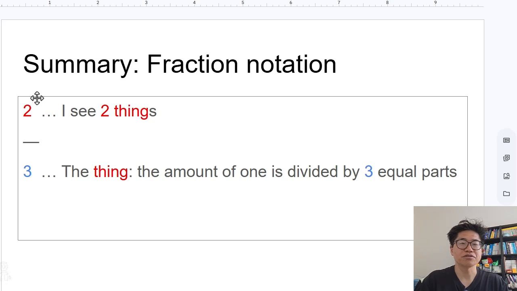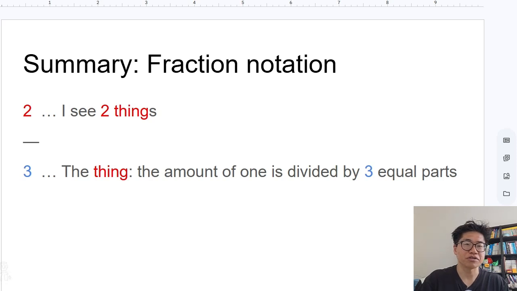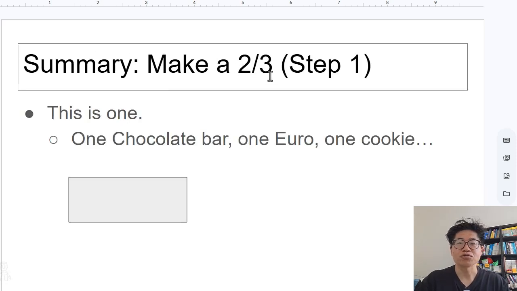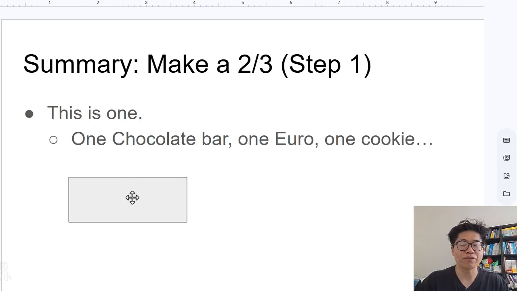2 over 3. This 2 means I see 2 things, and how large is each thing? This thing is the amount of 1 divided into 3 equal parts. Let's visualize it, making 2/3. So this is 1. That could be anything, but this is 1. I define this 1 as 1 chocolate bar, 1 euro, 1 cookie, anything, but there is a 1.